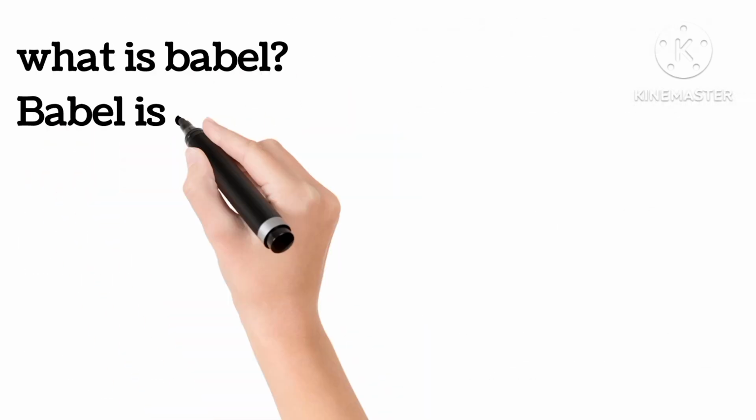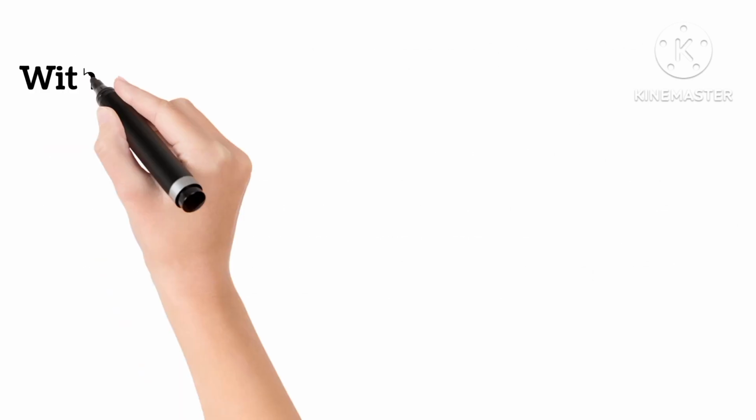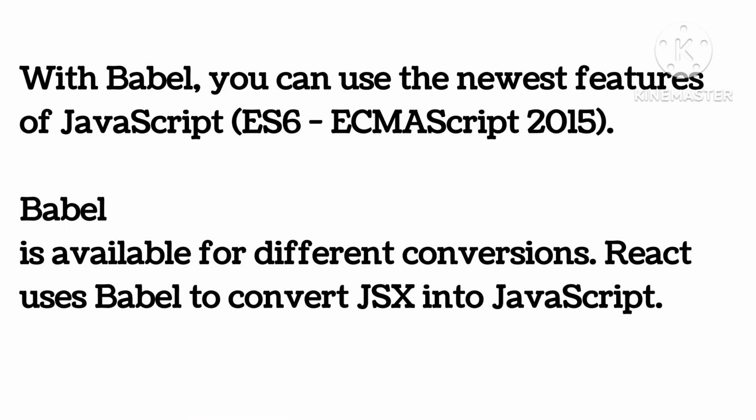What is Babel? Babel is a JavaScript compiler that can translate markup or programming languages into JavaScript. With the help of Babel, you can use the newest features of JavaScript ES6. Babel is available for different conversions. React uses Babel to convert JSX into JavaScript.